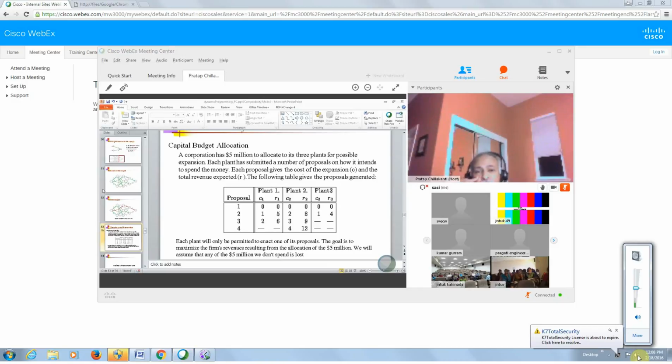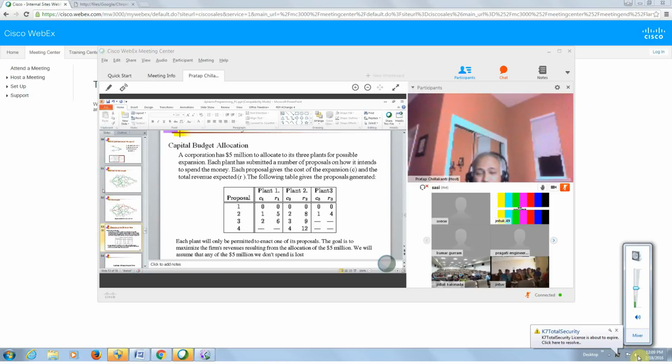Your dad thinks you learnt all these great techniques, and he says, I want you to invest this $5 million in my 3 companies. That is what it is. Okay? So they have all given you proposals. One company says, okay, give me 1 million and then my revenue growth will be this much. Give me 2 million, it will be this much, right? So that is what this table is.